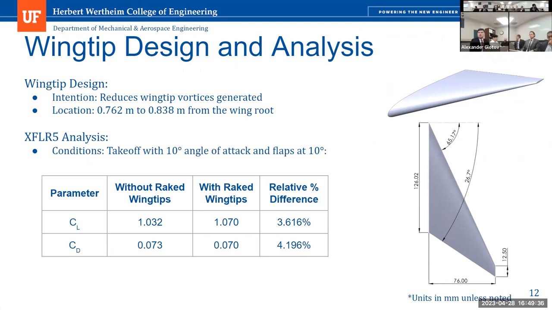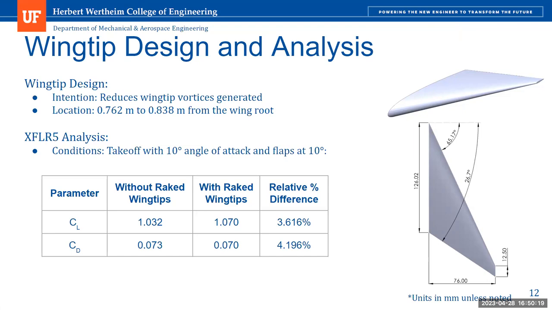So specifically for the wingtips, since it does go to a small chord length of approximately 12.2 millimeters, it limits the amount of lift generated at the wingtips due to chord length, which therefore decreases the amount of wingtip vortices generated. And as we can see over here, that helps because it increased our coefficient of lift by approximately 3.6% and also decreased our coefficient of drag by approximately 4.1%, because that's what resulted from our XFLR5 analysis, where we had our wing with the raked wingtips and without the raked wingtips. So I hope that answers that regard.